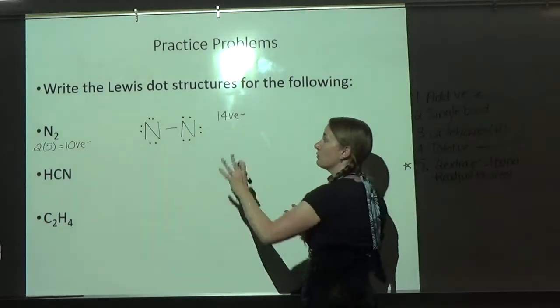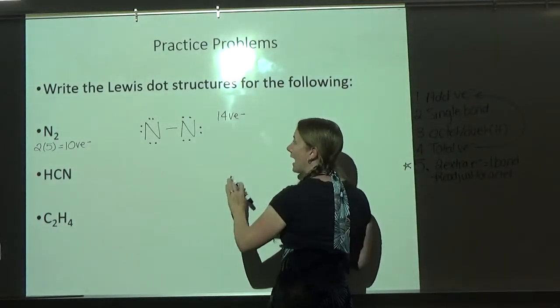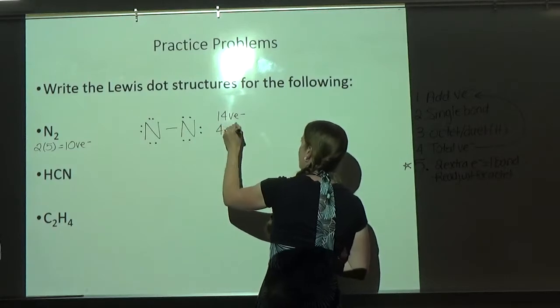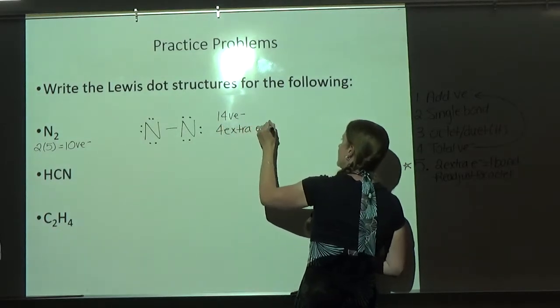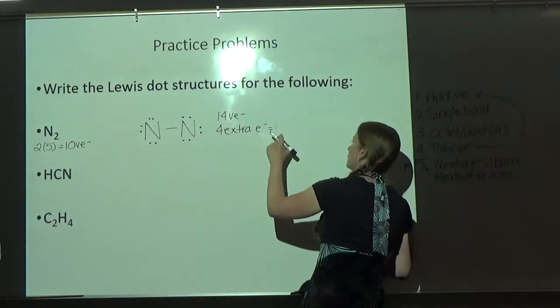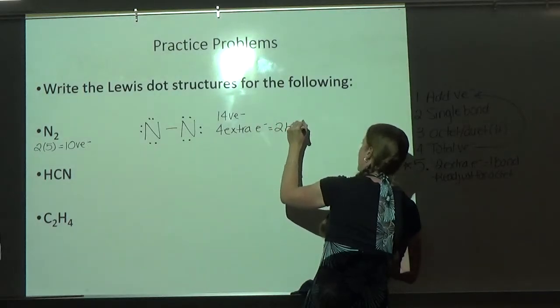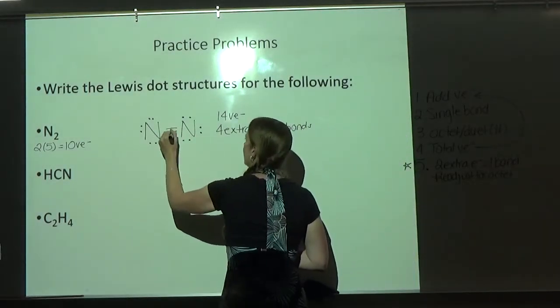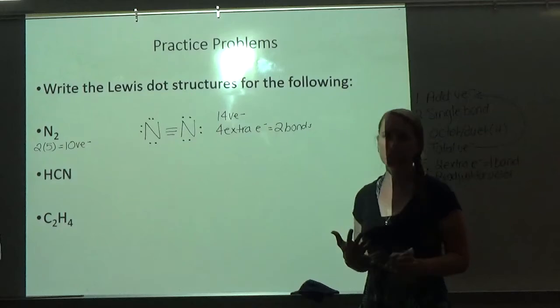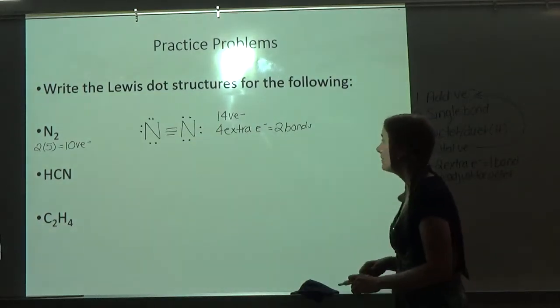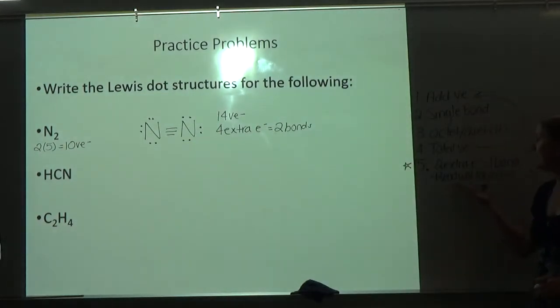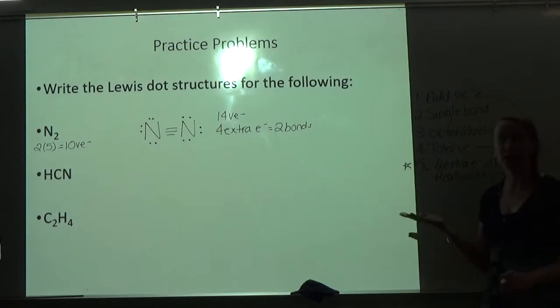So remember, don't just start taking away dots. You need to add bonds first. I have 4 extra electrons, so that means I need, sorry, I miswrote a 1. I need 2 bonds. So obviously here I have no choice but to put them both in the middle. It's going to be a triple bond. But then you have to remember, now you can readjust for the octet.